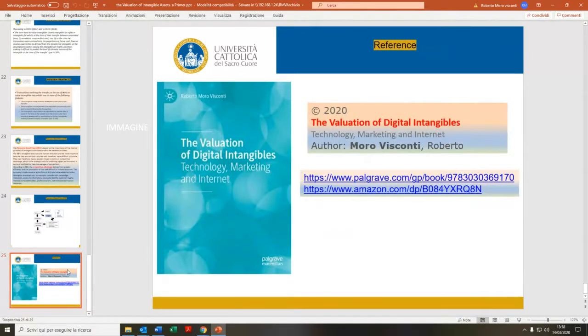Should you want to learn more about these issues, you might consider chapter 2 of this book that is dedicated to the evaluation of the intangibles in a general way.